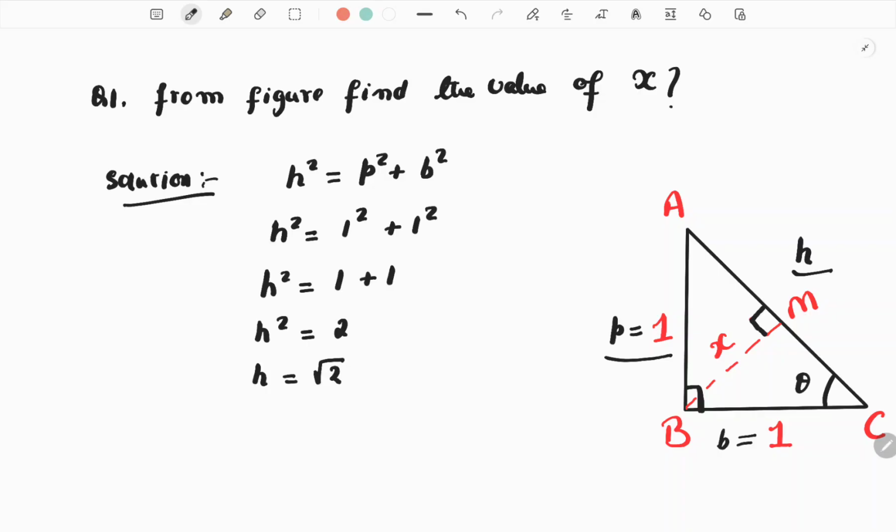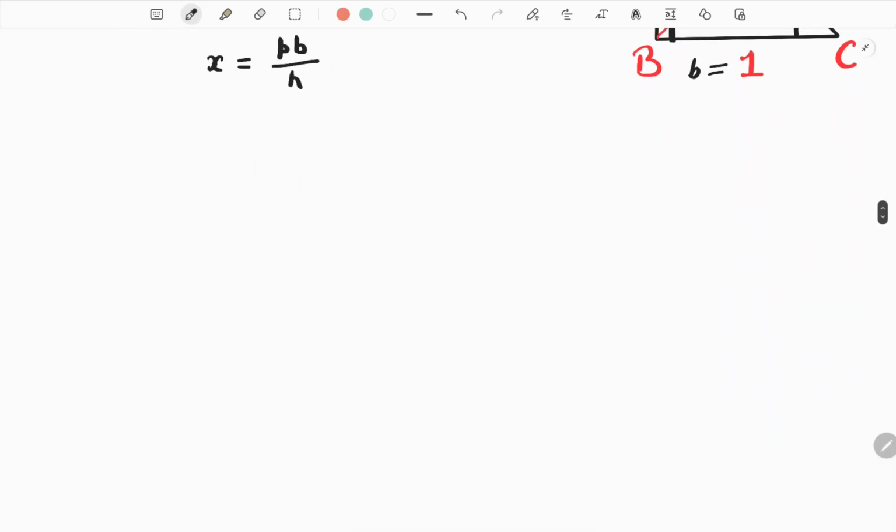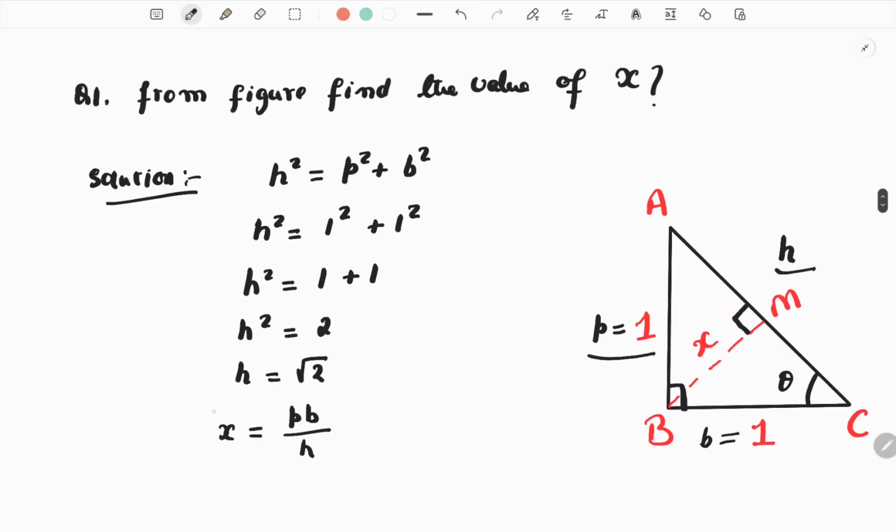So now we will use the formula x is equal to PB divided by H. So how to get this formula? X is equal PB divided by H. I mean this formula. I will put the link in the description below.